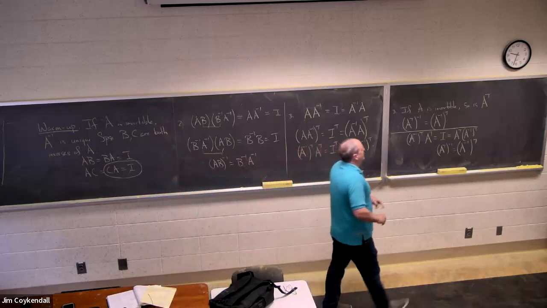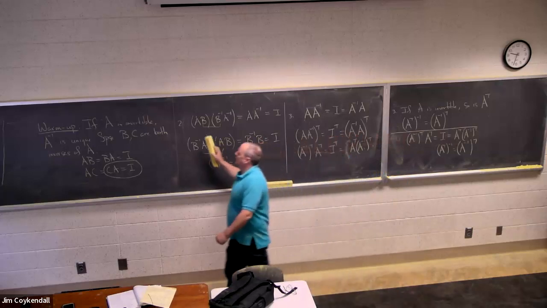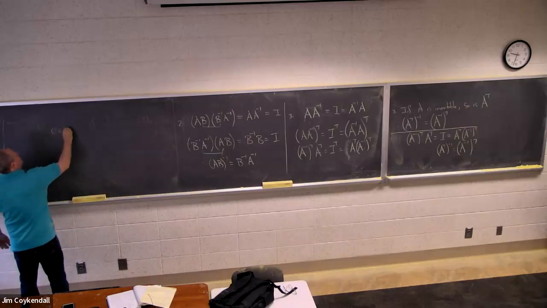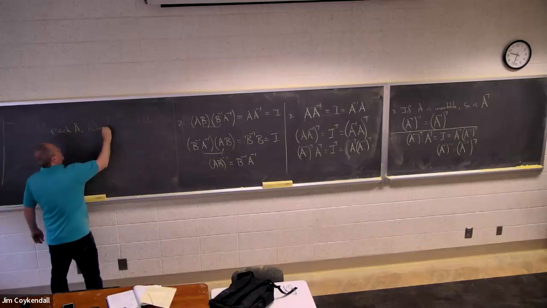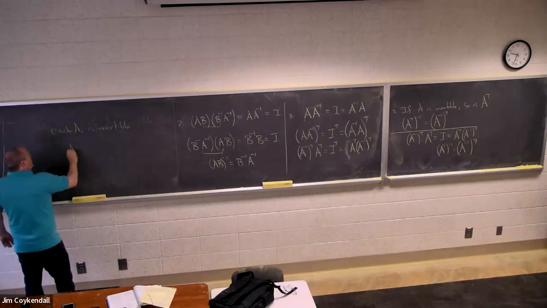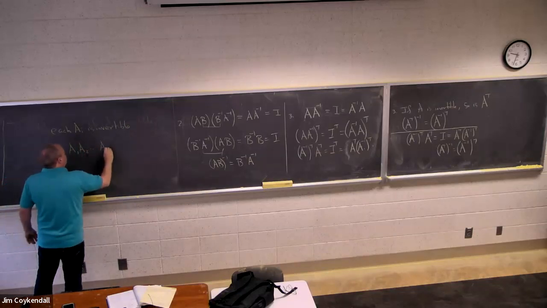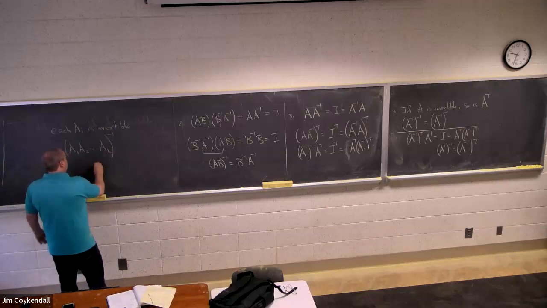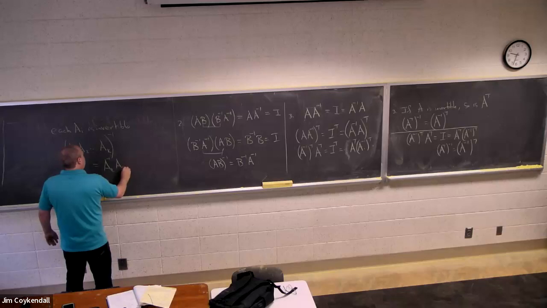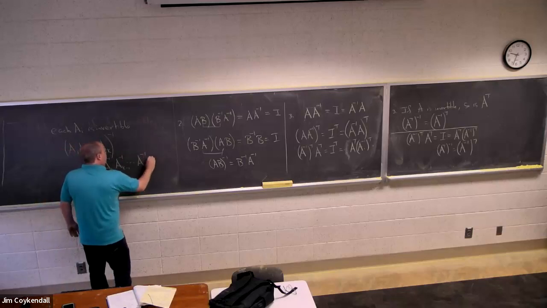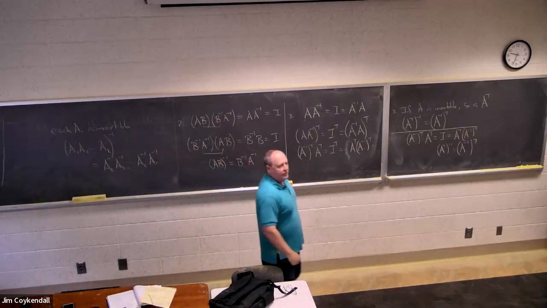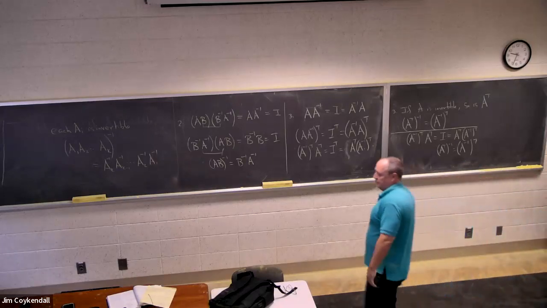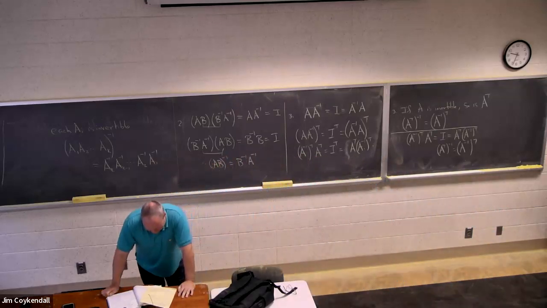Let me make a note for you here. And this is probably worth your while to know. In general, if each A_i is invertible, then the inverse of A1 A2 up to AK is AK inverse, AK minus 1 inverse, down to A2 inverse, A1 inverse. So this will be a useful computation for you all. To take the inverse of a product of invertible matrices, you just take the inverses and reverse them, right? Okay. Any questions?